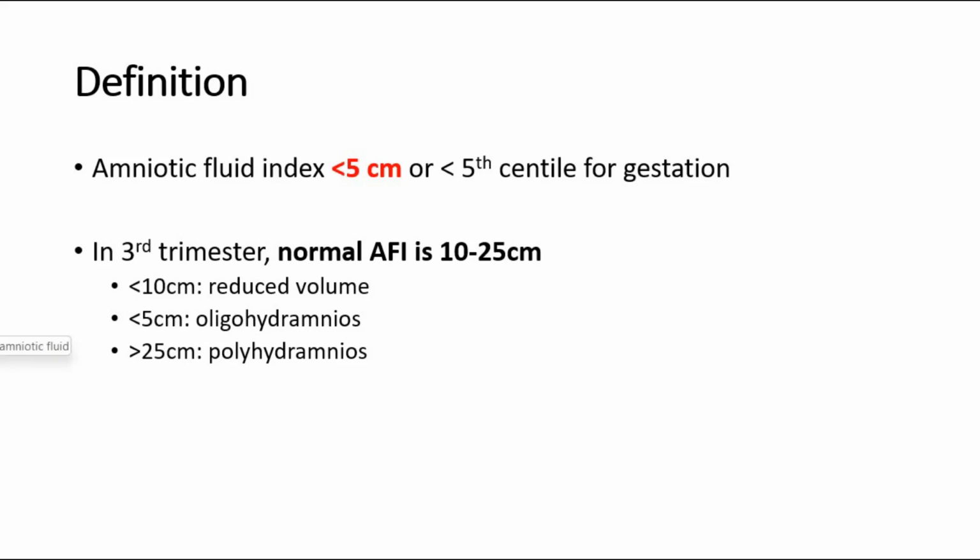So in the third trimester, a normal amniotic fluid index is around 10 to 25 cm. If less than 10 cm, it is reduced amniotic fluid volume, and if it is less than 5 cm, it is oligohydramnios, which I will focus on in this video. Whereas if it is more than 25 cm, where there is excessive amniotic fluid, it is called polyhydramnios, which would be explained in another video.